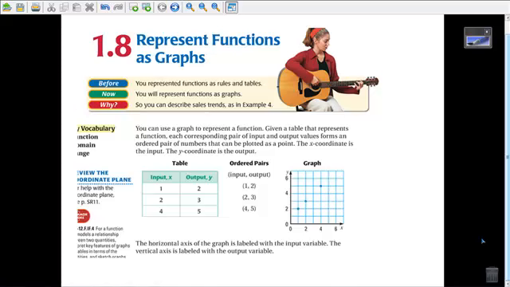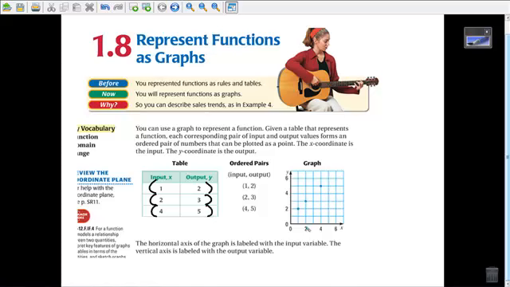If we're given a table that represents a function, each corresponding pair of input and output values forms an ordered pair of numbers that can be plotted as a point. The x-coordinate is the input and the y-coordinate is the output. So here we have it as a table: input x, 1, 2, and 4, output y, 2, 3, and 5. And these become the ordered pairs. X is paired with y, so we have the points 1, 2, 2, 3, and 4, 5.